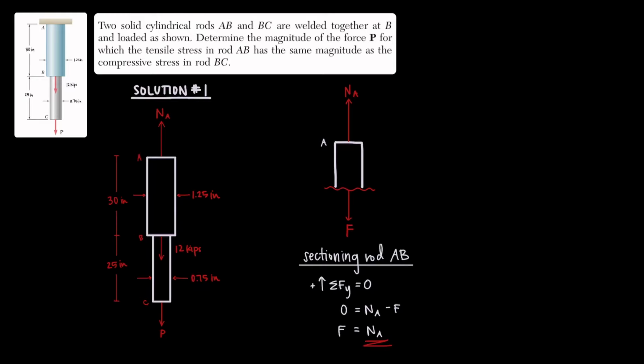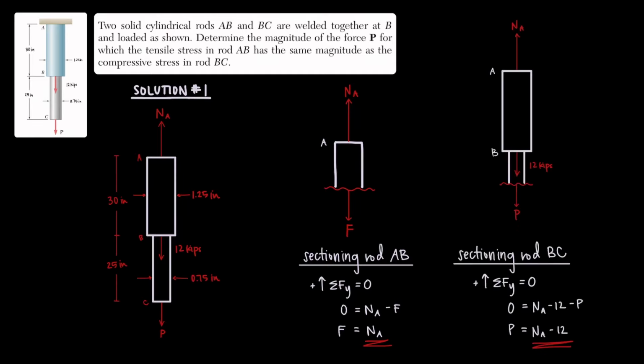N sub A acts upward, so it's assumed to be positive in the second line of my solution, and F acts downward, so it's negative and is subtracted from N sub A. Once we simplify that, we can see that the internal resultant force F is equal to the external normal force N sub A.